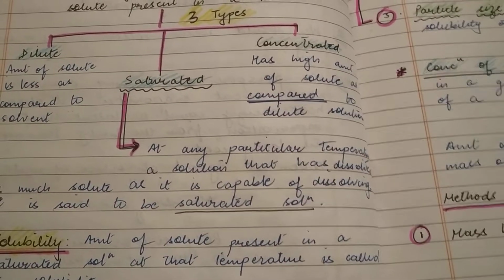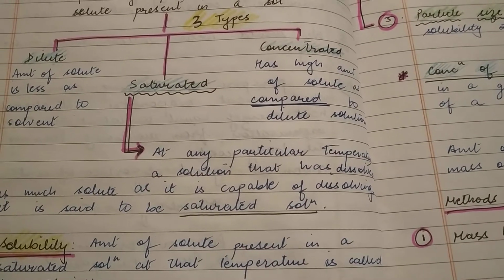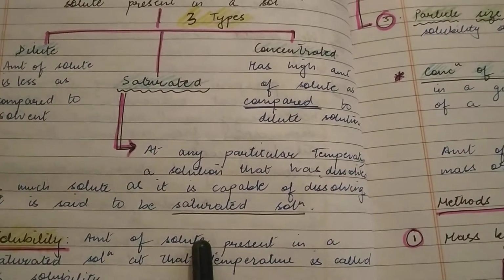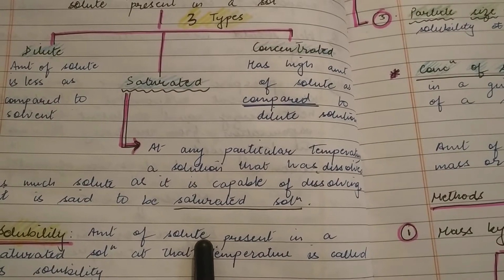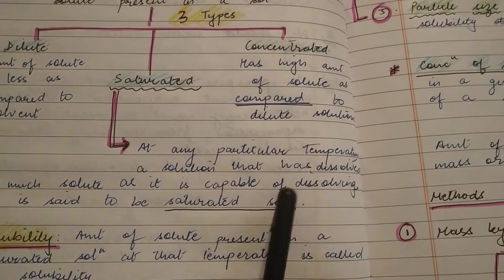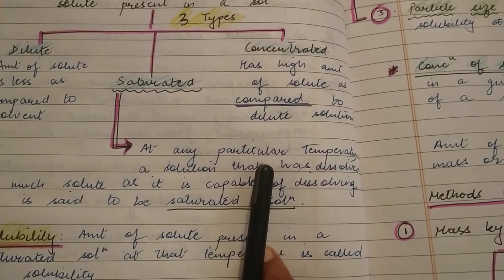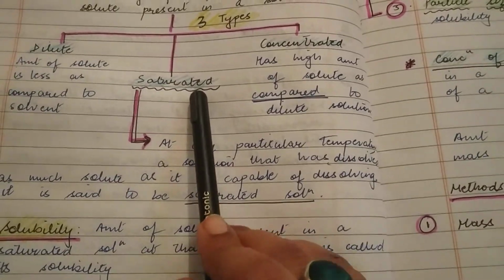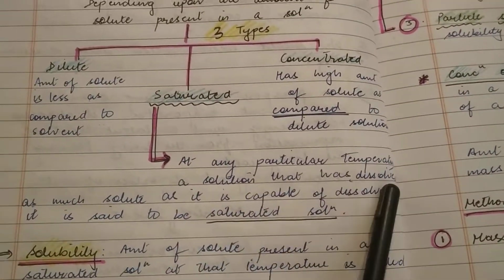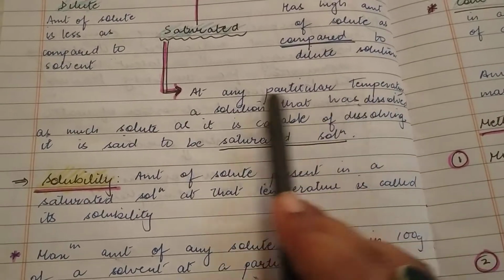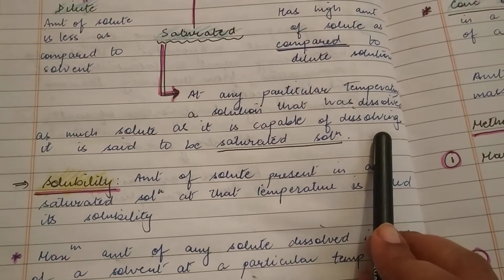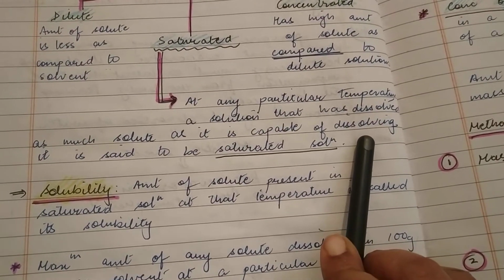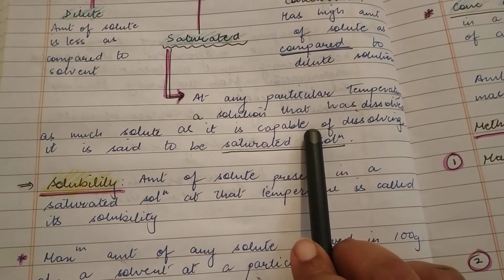Then what your mother does, she just puts the beaker on the flame and then again starts stirring it, and the rest of the sugar dissolves. So when your mom is adding sugar to water at room temperature, when she has not put the vessel on the stove, I'm talking about a saturated solution at any particular temperature: a solution that has dissolved as much solute as it is capable of dissolving. Means the maximum amount of solute that it can dissolve at that particular temperature without heating.